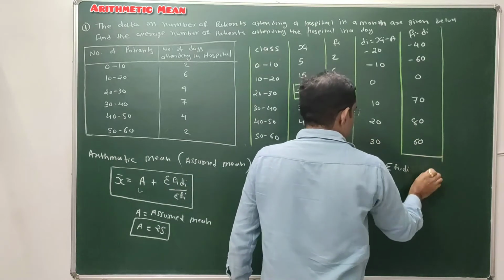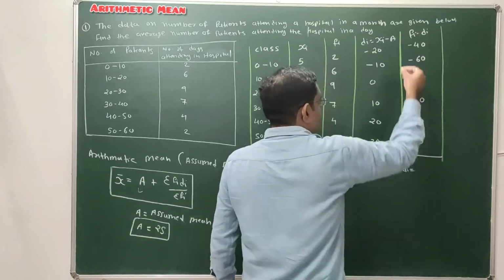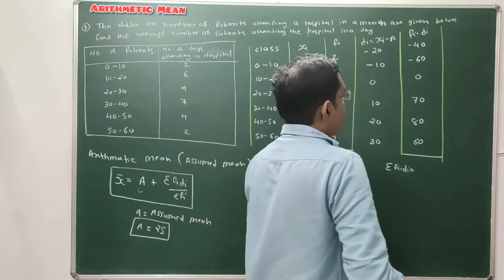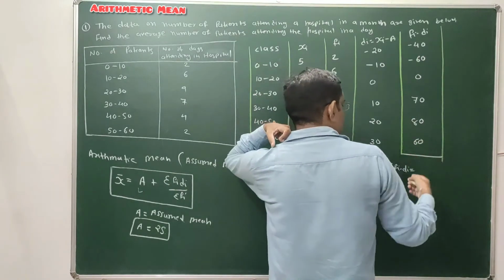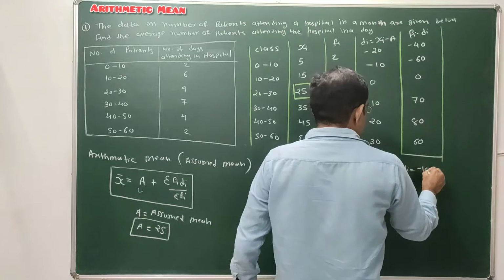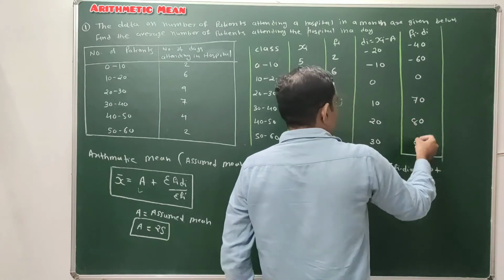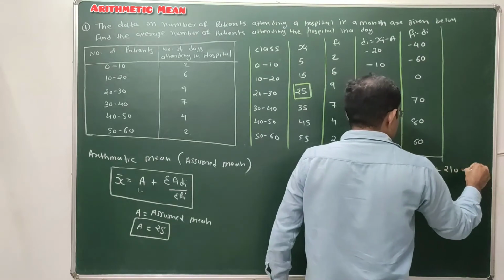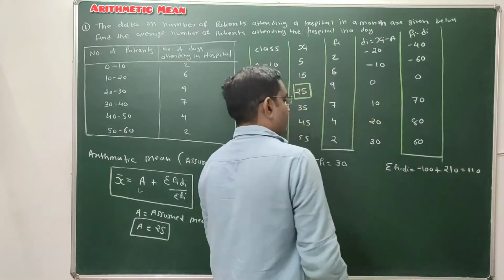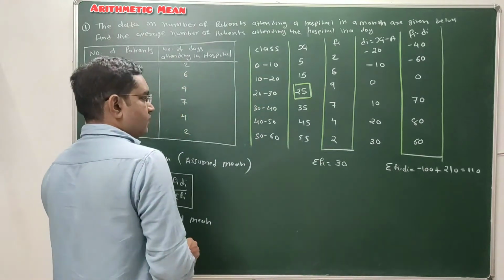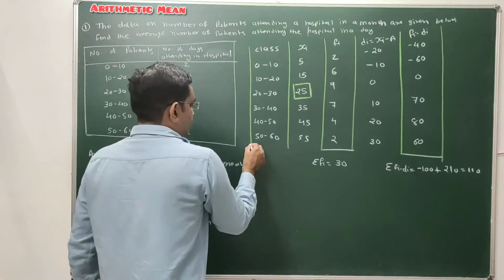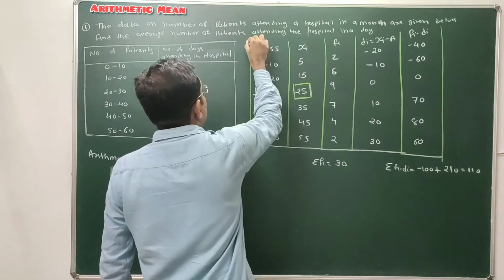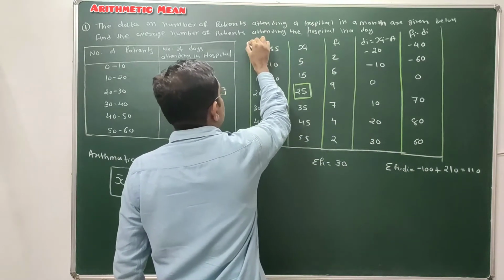Done. So the sum is sigma fi di: minus 60 minus 40 is minus 100, plus 15 and 21, 210. So this is equal to 110. Sigma fi di is 110, sigma fi is 30. Done. You can complete this table like this.